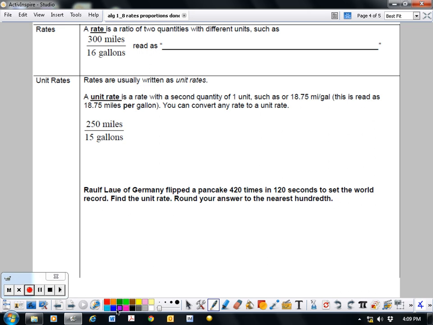Okay, so a rate is a ratio of two quantities with different units. So for example, 300 miles over 16 gallons. This is really 300 miles per 16 gallons. So my car traveled 300 miles for every 16 gallons of gas. Something like that. That would be a rate. Then we have a unit rate where we simplify the fraction.